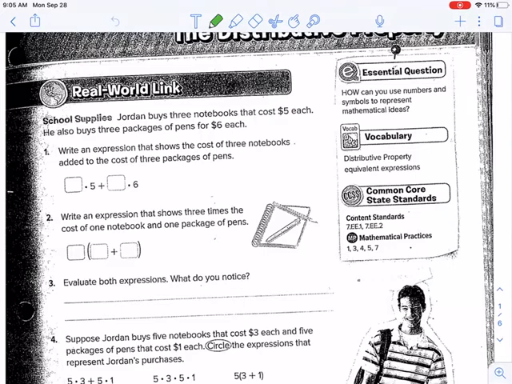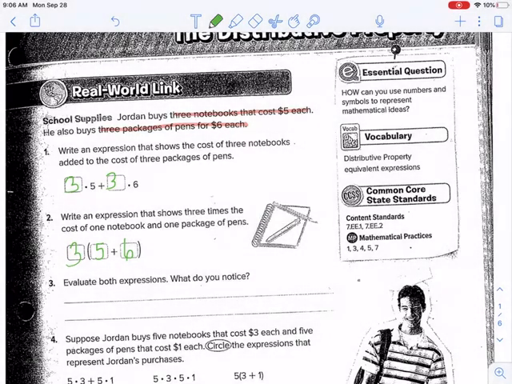All right, so our real world link here is that Jordan is buying 3 notebooks at $5 each. And he also buys 3 packages of pens for $6 each. So we could write an expression that shows the cost of 3 notebooks added to the cost of 3 packages of pens. Now, if you notice, the 3's are the same. So we could put the 3 on the outside of our parentheses and just have our 5 plus 6 inside. Both of those would equal the same amount.